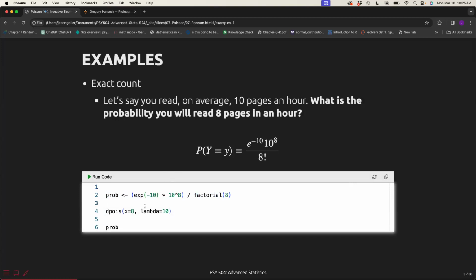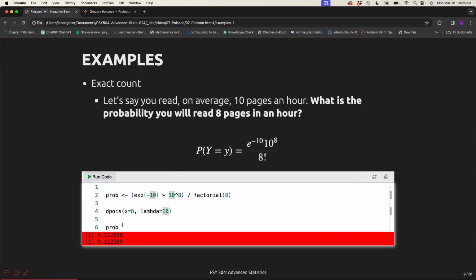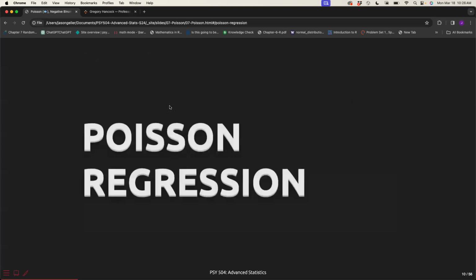Or we can just use another function in R called the dpois function that will give you the probability of exact counts. Here, x, we could just say that it's y, 8, and then lambda is 10. And then we can just run this code here, and we get the same answer, which is 11%. So what's the probability you will read 8 pages in an hour? 11%. So this is how we can use the Poisson distribution to get probabilities of particular events or outcomes or counts. So are there any questions just about the generalities of the Poisson distribution? Basically, it's just plugging in numbers.